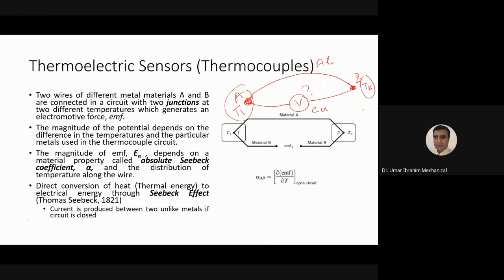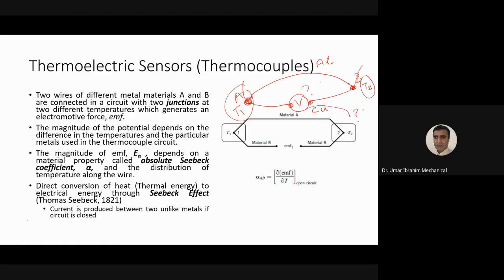And you can join them by simply twisting them, okay? So let's make a junction A by twisting aluminum and copper wires, and junction B at the other end by twisting aluminum and copper wires. Then, if you put a voltmeter in this circuit, and there exists a temperature difference between junction A and junction B, then the voltmeter will show some voltage. Okay? It will show some voltage.